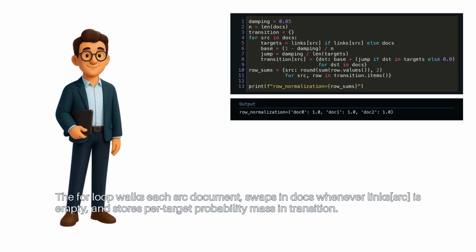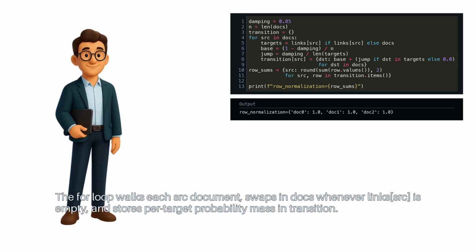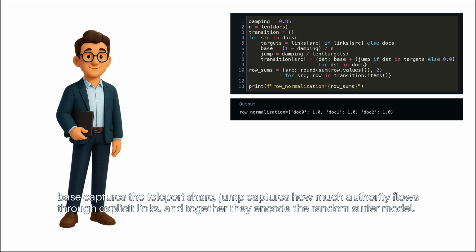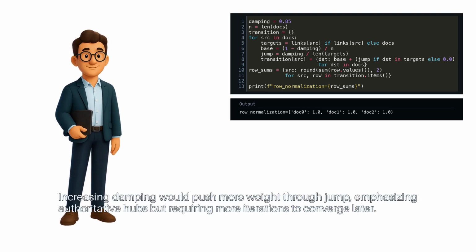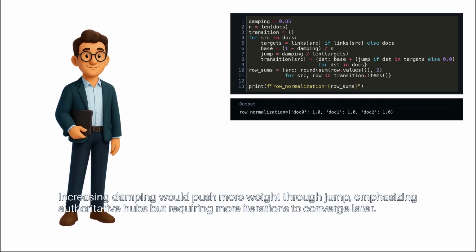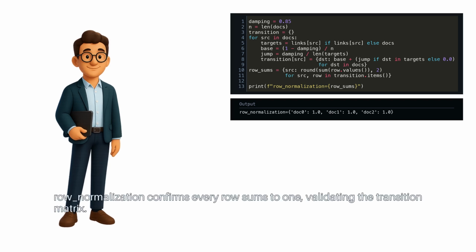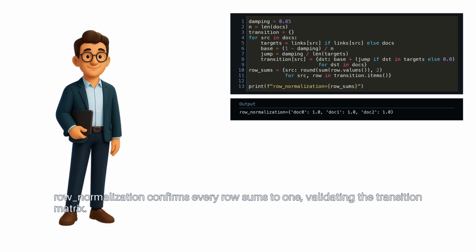The for loop walks each src document, swaps in docs whenever links for src is empty, and stores per-target probability mass in transition. Base captures the teleport share. Jump captures how much authority flows through explicit links, and together they encode the random surfer model. Increasing damping would push more weight through jump, emphasizing authoritative hubs, but requiring more iterations to converge later. Row normalization confirms every row sums to 1, validating the transition matrix.